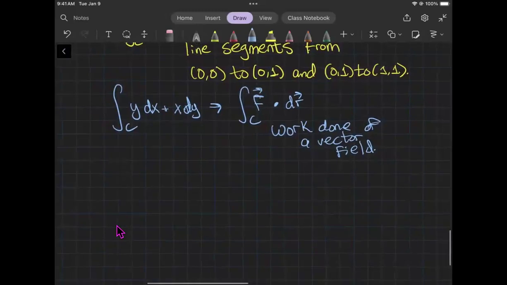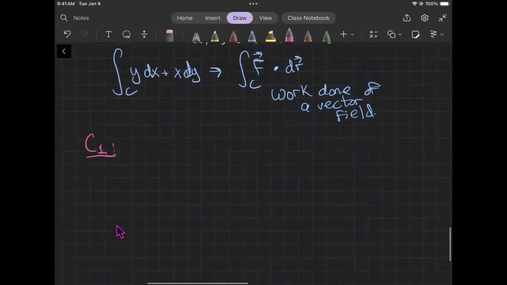So otherwise, we're going to look at how to parameterize the line segment, or I should say the curve from 0, 0 to 0, 1, and then from 0, 1 to 1, 1. So that curve will compose of two line segments, right? So the first curve C1 goes from the point 0, 0 to 0, 1, right? So what we have to do is parameterize this line segment.